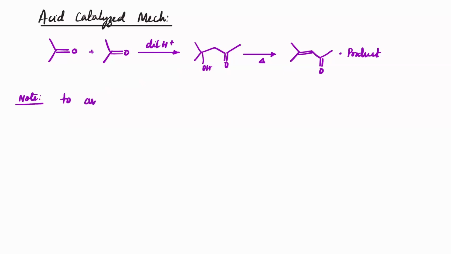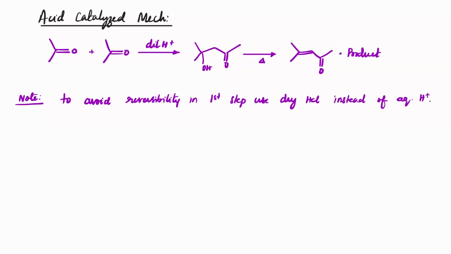To avoid reversible reaction, to avoid reversibility in the first step, use dry HCl instead of aqueous H plus. So that will help you out.